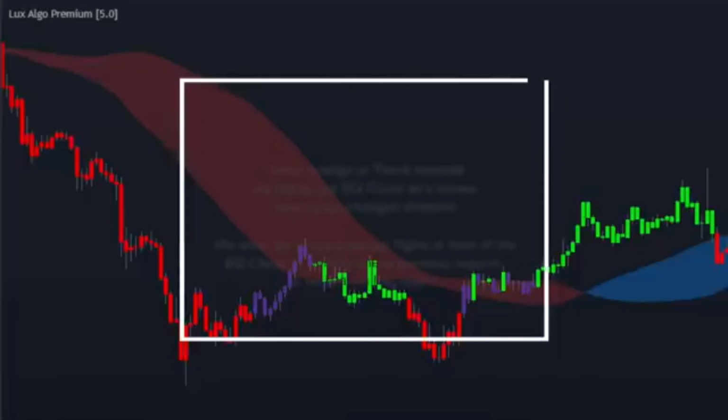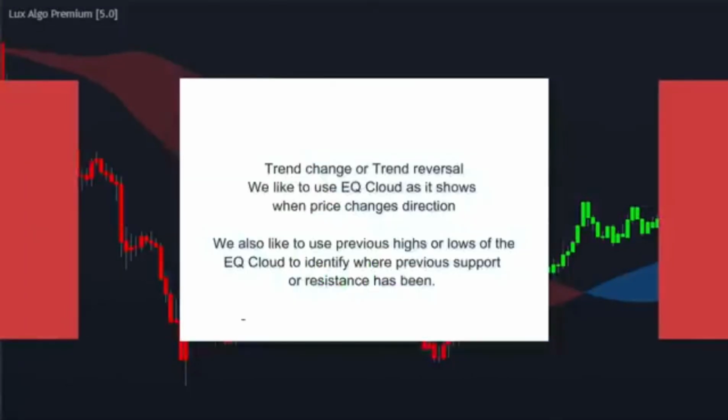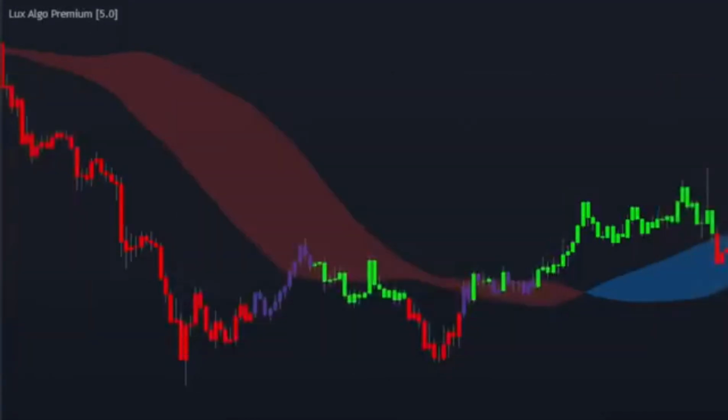When looking for a trend change or trend reversal, we like to use the EQ cloud as it shows when price changes direction. We also like to use previous highs or lows of the EQ cloud to identify where previous support or resistance has been, giving an indication where we may face support and resistance again in the future.